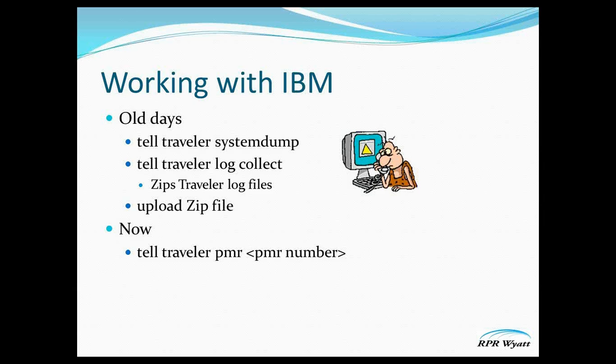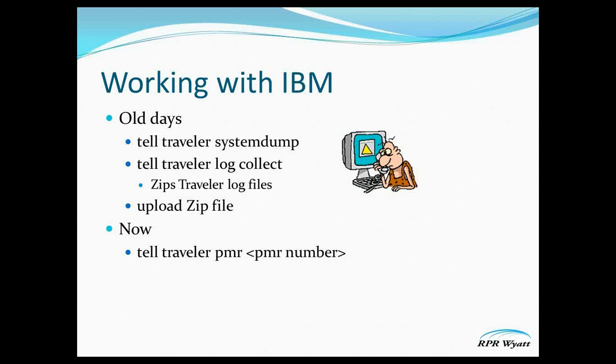At some point, you will probably need to open a support request with IBM in order to fix a Traveler issue. And IBM will probably request data in order to better review the problem. It used to be that to share this information, you would have to run a system dump, tell Traveler to collect the data via a server console command, then go to your server and get the zip file, and finally upload that information to IBM.